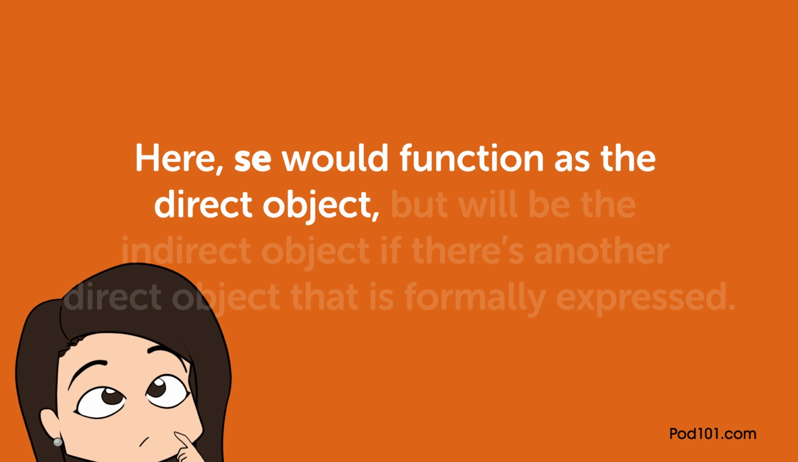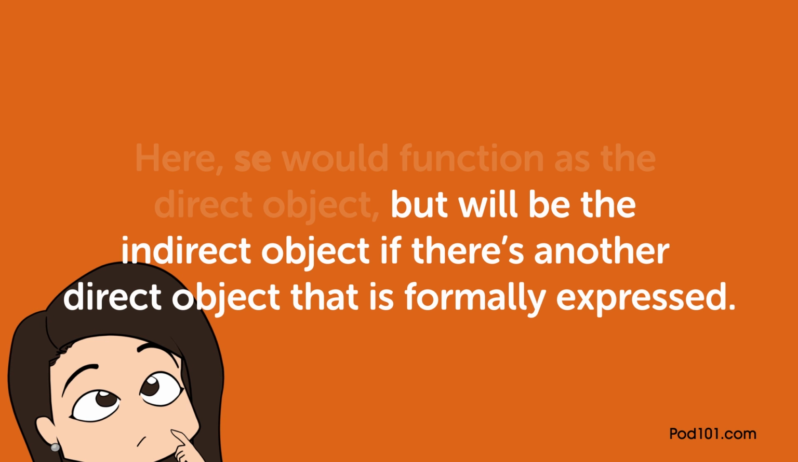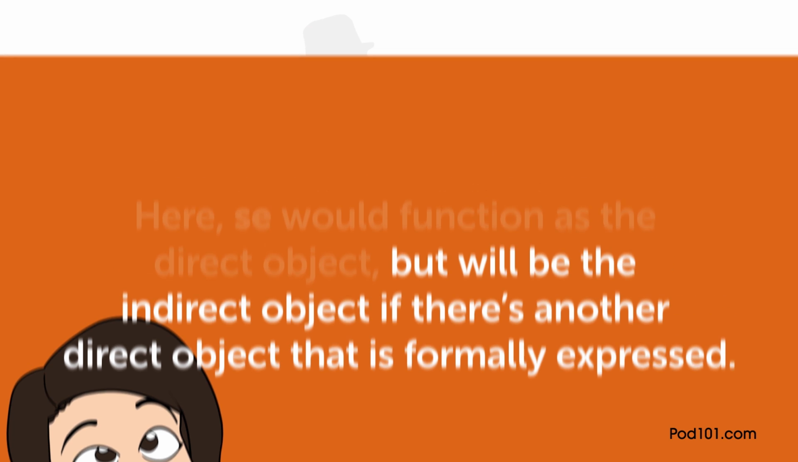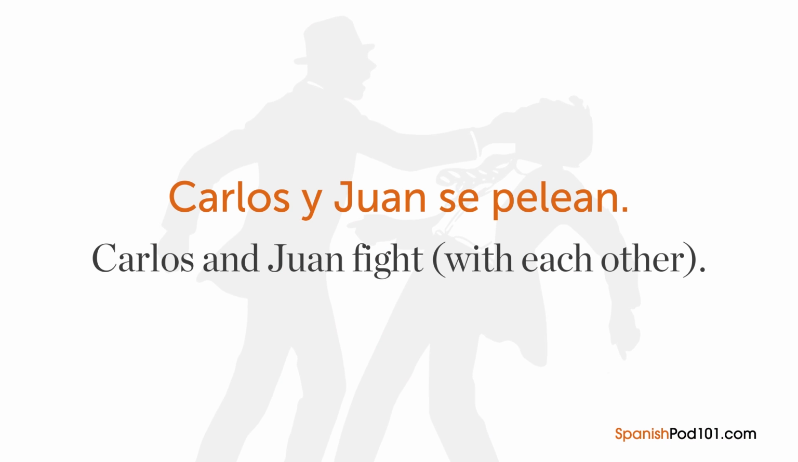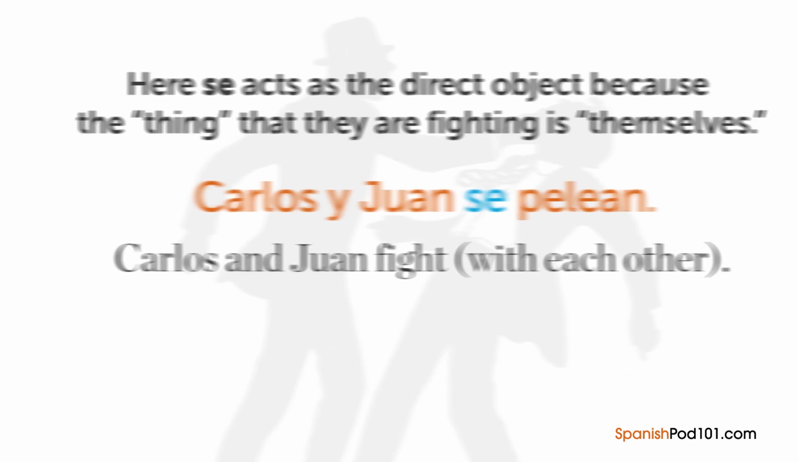Here, se would function as the direct object, but will be the indirect object if there's another direct object that is formally expressed. Let's take, for example, Carlos y Juan se pelean, meaning Carlos and Juan fight with each other. Here, se acts as the direct object because the thing that they are fighting is themselves.